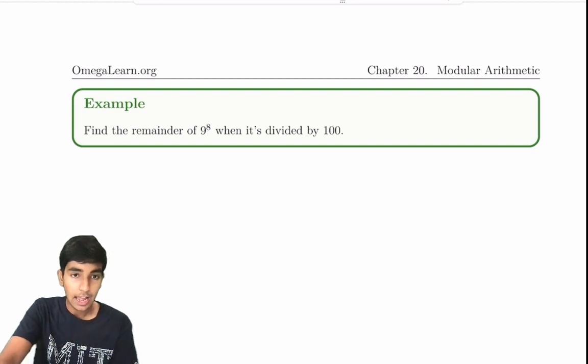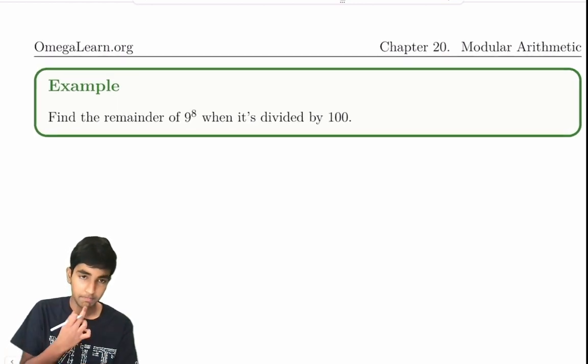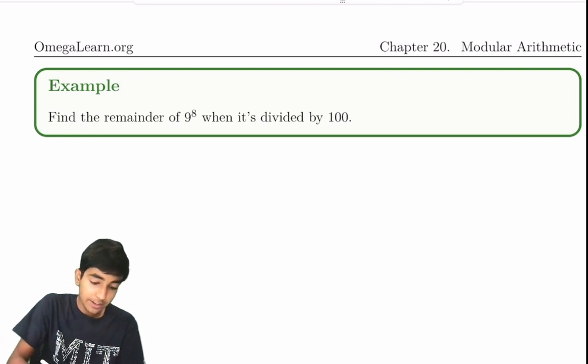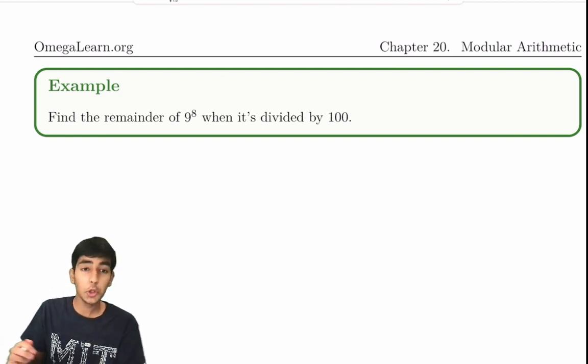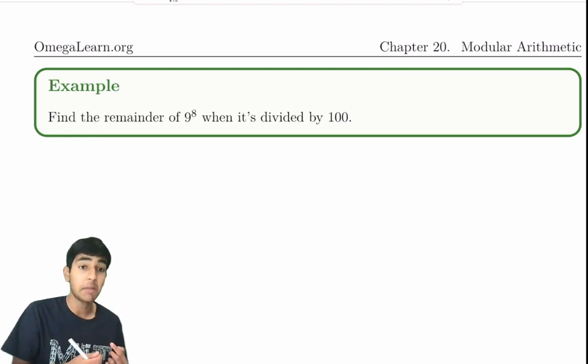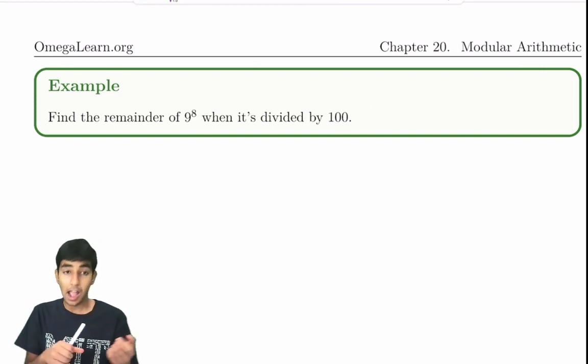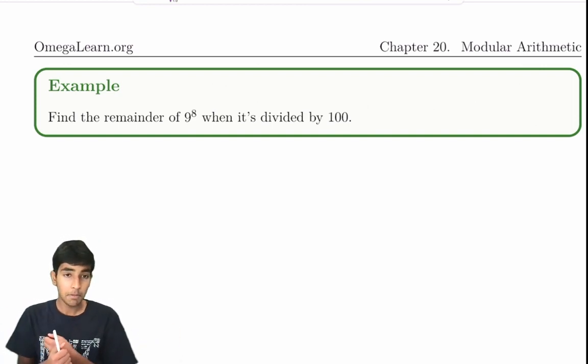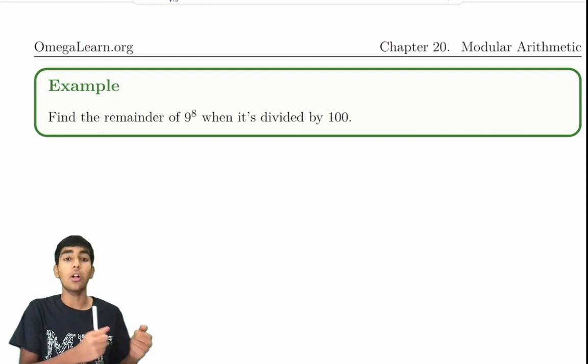Okay, now let's take a look at this example. Find the remainder when 9 to the 8 is divided by 100. Okay. So there's actually a more advanced way of doing this using the binomial theorem. I covered it in my Mastering AMC 10-12 series, which you can check out after you finish this series. But for now, let's use the exponent rule.